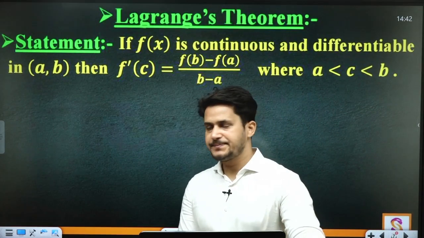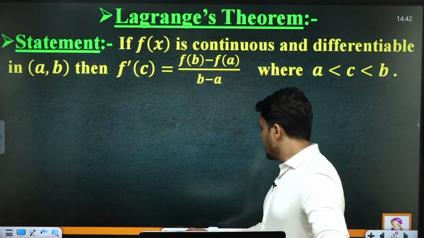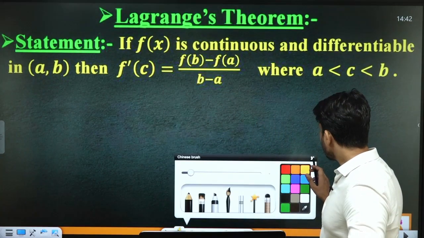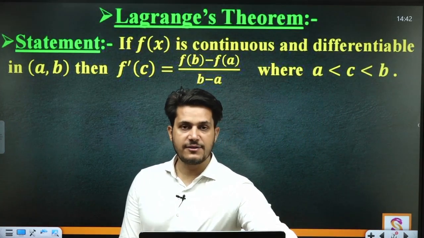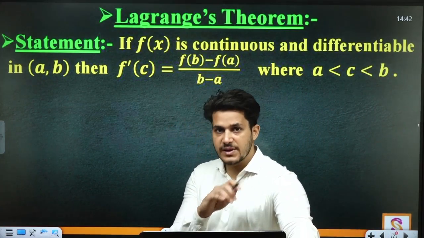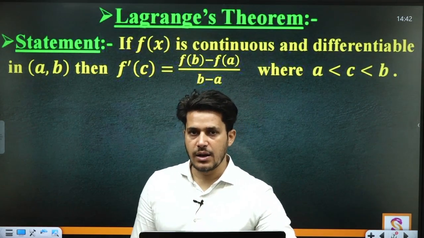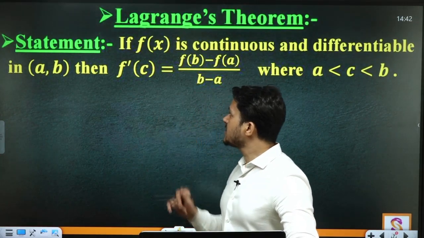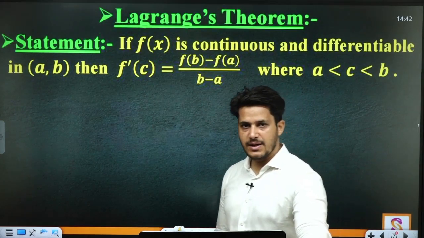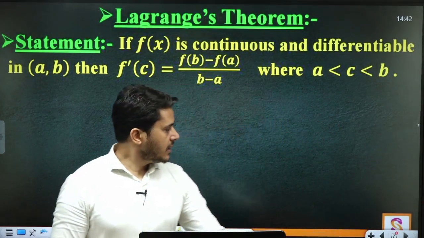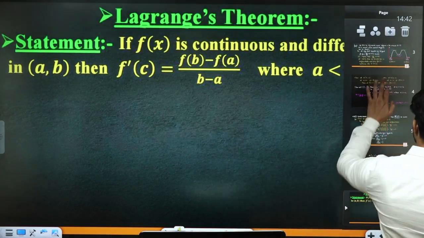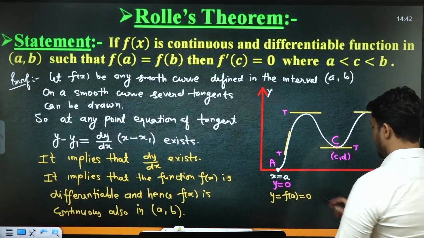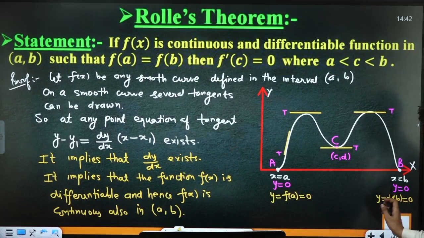Or Lagrange theorem. Now see, the problem was that if f(a) and f(b) are not equal to 0, अगर f(a) और f(b) 0 नहीं है and also f(a) and f(b) are not equal, then in this case this theorem, Lagrange theorem, is applicable. So ये जो क्राइटेरिया था ना रोल्स थ्योरम में, दैट f(a) इक्वल टू f(b) 0 ही होना चाहिए.